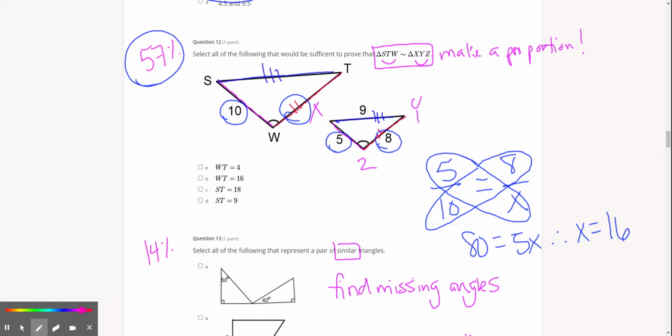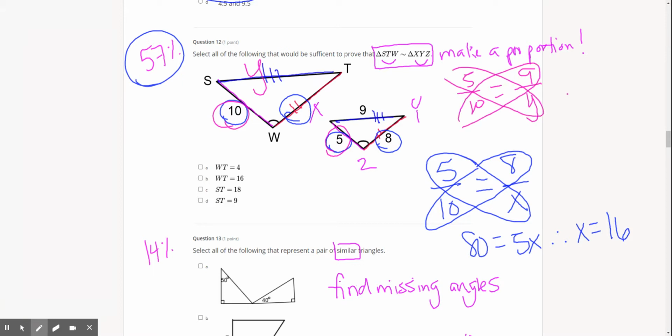If I decided I wanted to find ST, we could make that Y. Then I could go 5 over 10. I'm still just choosing my small sides, right? And then I go 9 over Y. 9 over Y. And we could cross multiply here. And we would get 5Y equals 90. So Y equals 18. So ST would have to equal, is it, it's two answers. Tricky, tricky. So you did have to find both.